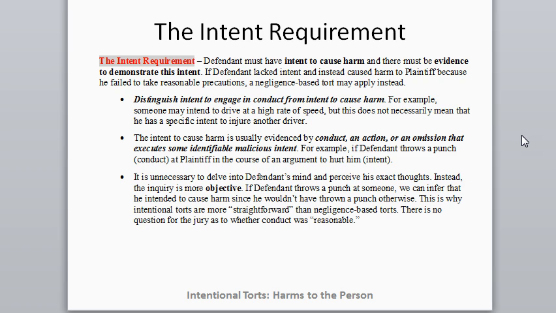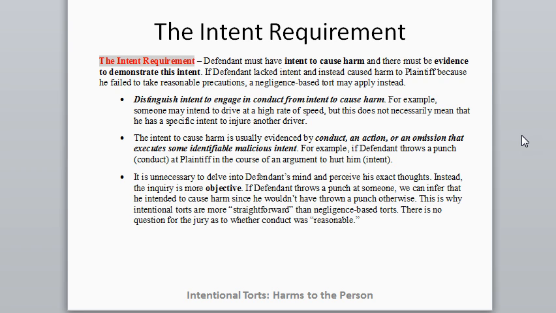This is what distinguishes an intentional tort versus a negligence-based tort. The majority of your time studying torts in a torts class is you're talking about things like causation, negligence, reasonableness. Some classes, mine didn't, don't discuss intentional torts because they're pretty basic. They're pretty easy. You have some elements, and if those are satisfied, you have an intentional tort.